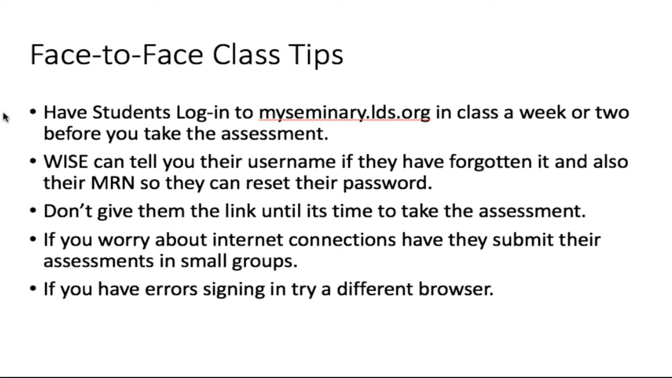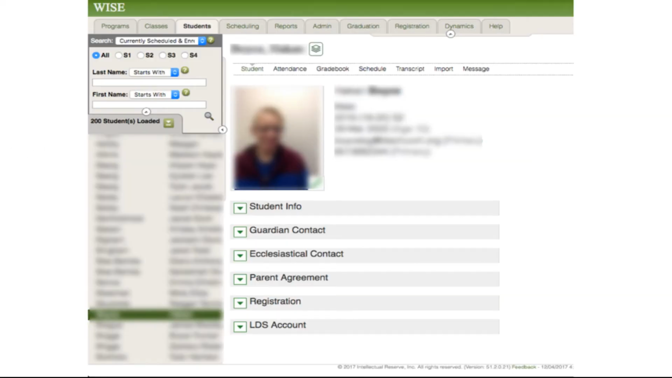Now, if you have students, you might need to take 30 minutes to help everybody get their usernames and passwords set. So Wise can tell you their username if they've forgotten it, and it also can tell you the MRN so that they can reset their password. So if you log into Wise, and notice I'm right here on the Students tab, you click on that, you go to that person, and right here you click on that arrow and it will tell you their LDS account username. And if you click on Student Info and they're a member, it will tell you their MRN.